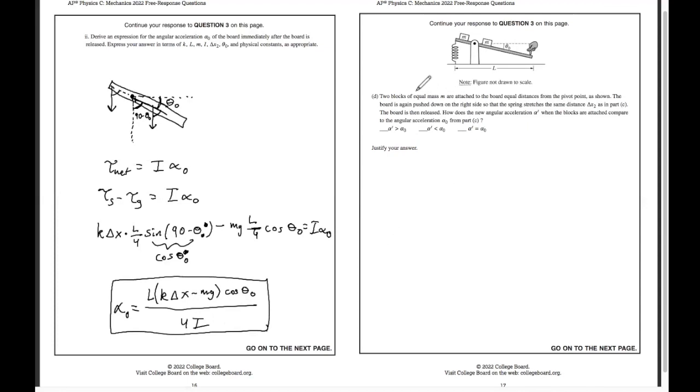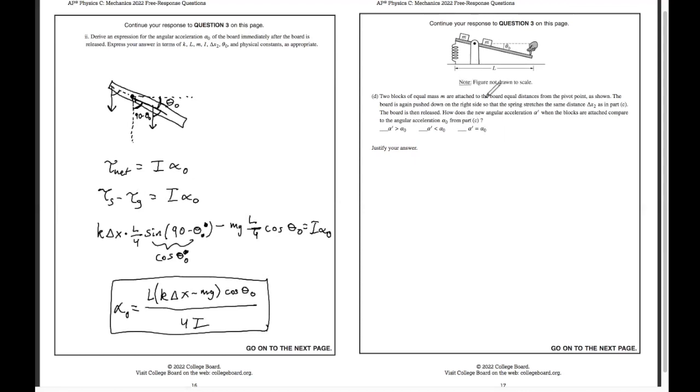All right. And then finally for part D, we're now adding 2 masses onto the 2 sides of the board as shown. So the board is now pushed down and we need to figure out how the angular acceleration will change, if at all, compared to part C. And now there's a couple of interesting little things here, because the board itself has the same inertia, but what's changing is now you have torques acting on it.